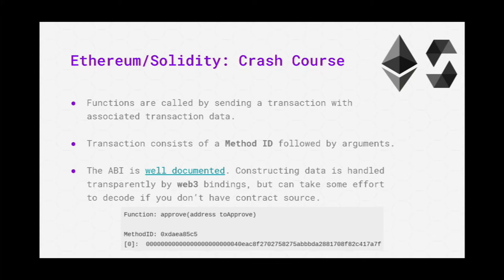So in this example, we're calling approve, which is some function in some contract, but we're attaching some additional data to it, in this case, an Ethereum address. This is well documented. Constructing data is pretty easy, and it's abstracted away through a bunch of different APIs. But if you want to decode it and you don't have source, you might have to work a little bit because you don't actually know what the function signature is.